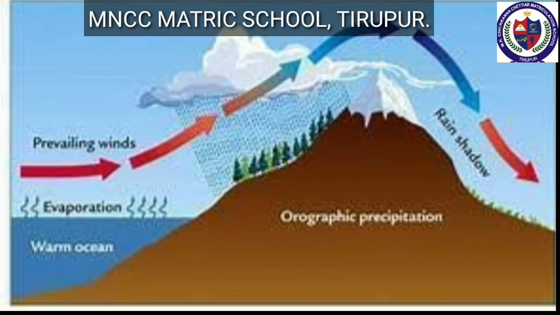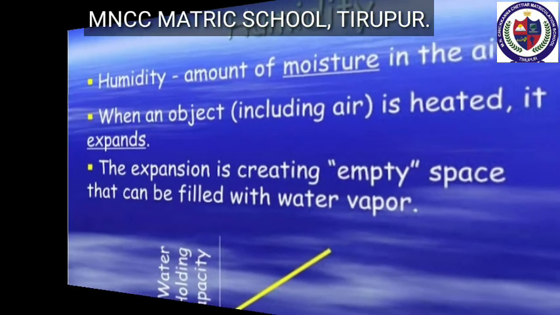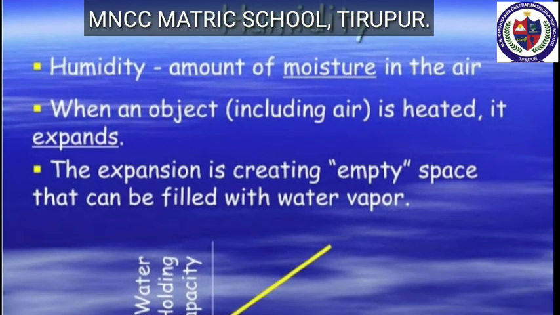Next, humidity. Humidity is an important aspect of the atmosphere because it affects both weather and climate. The amount of water vapor present in the atmosphere is referred to as humidity. Humidity of the atmosphere is high when it has large quantities of water vapor. The amount of water vapor in the atmosphere is called absolute humidity.